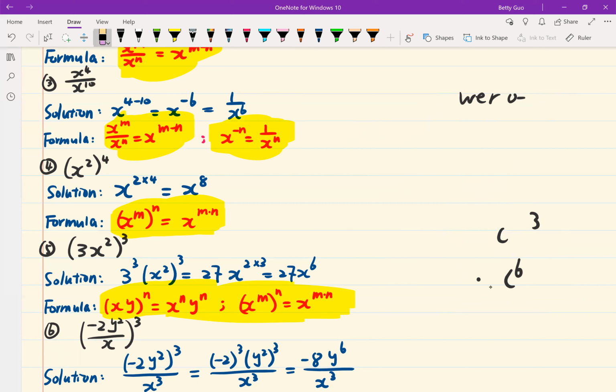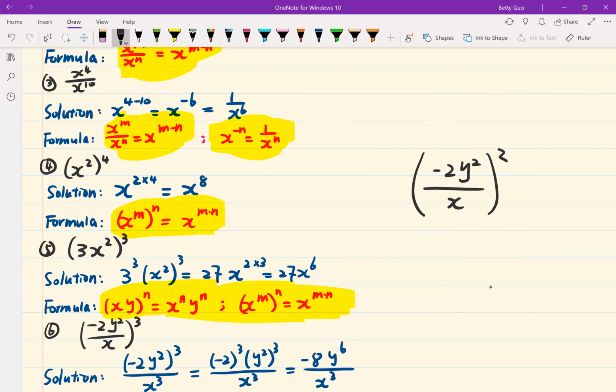Number 6, simplify the expression. Negative 2y squared over x and then to the power of 3. The structure of this expression is the power of a quotient.